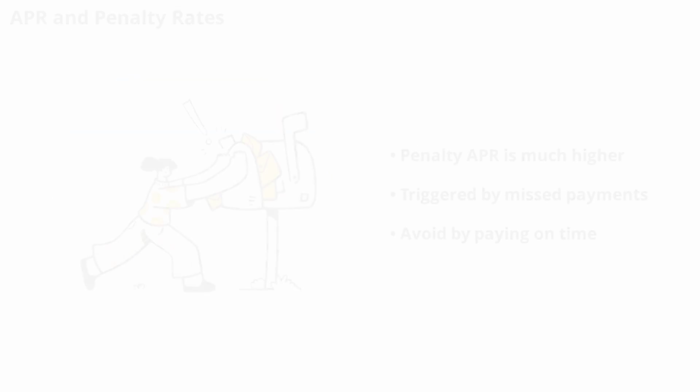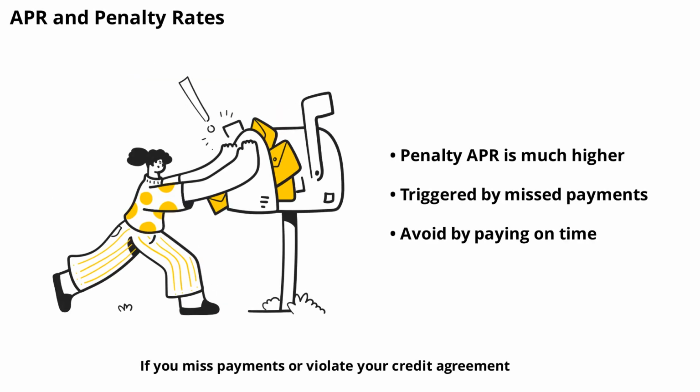If you miss payments or violate your credit agreement, your lender may apply a penalty APR, which is much higher than your regular rate. Always read the fine print and make payments on time to avoid triggering penalty APRs.